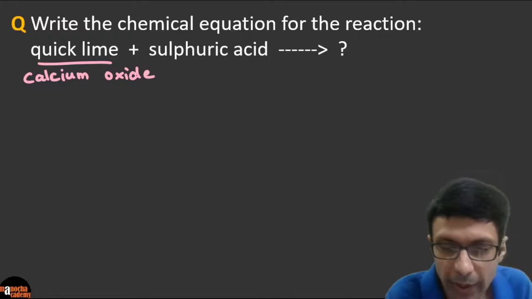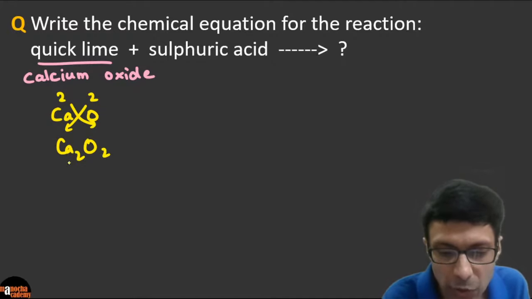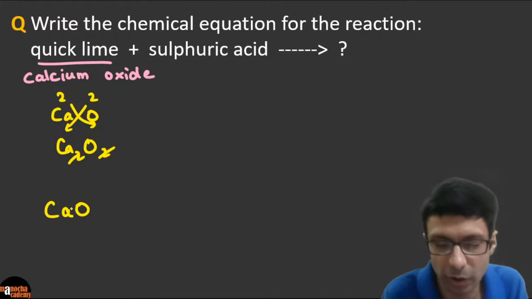So quicklime, right? So, calcium oxide, right? So we need to convert this into a chemical equation. So what is calcium oxide? It's basically calcium and oxygen. Both are valency 2, right? So it's going to be Ca2O2. And so you cancel the 2. So basically the compound is CaO, calcium oxide.